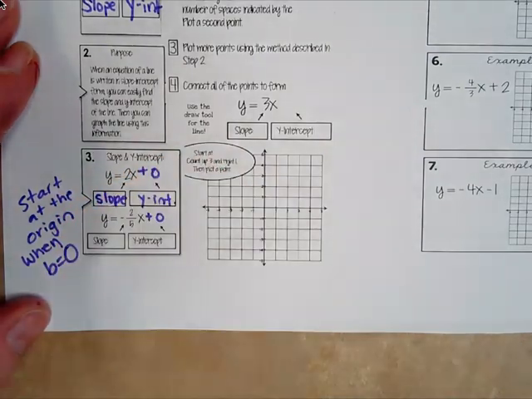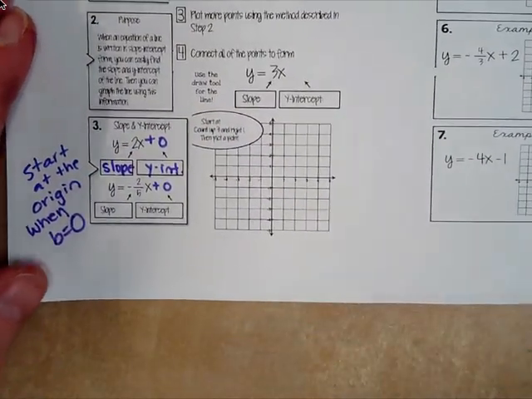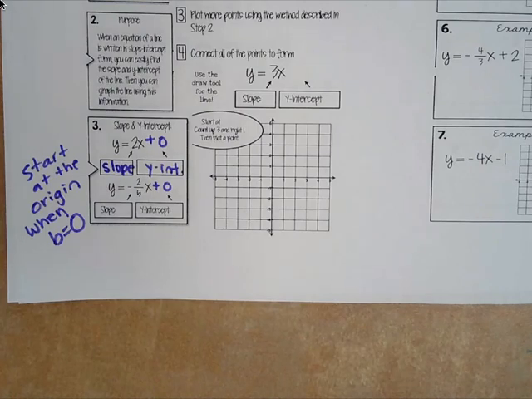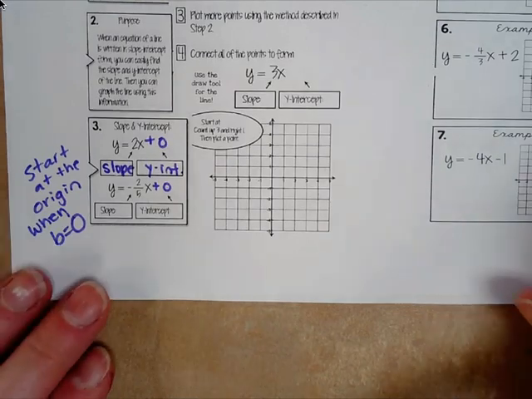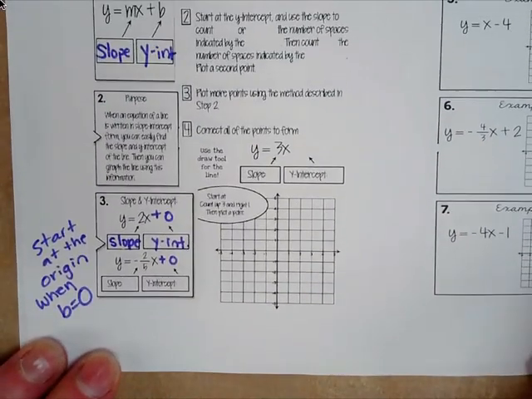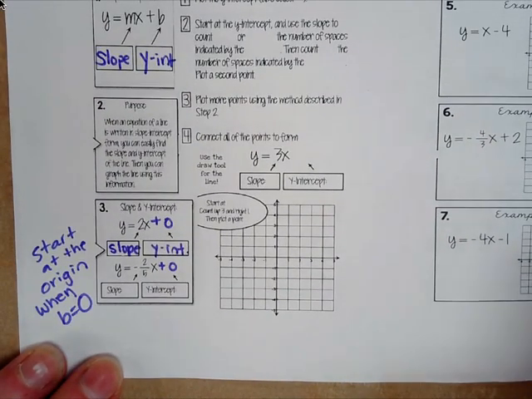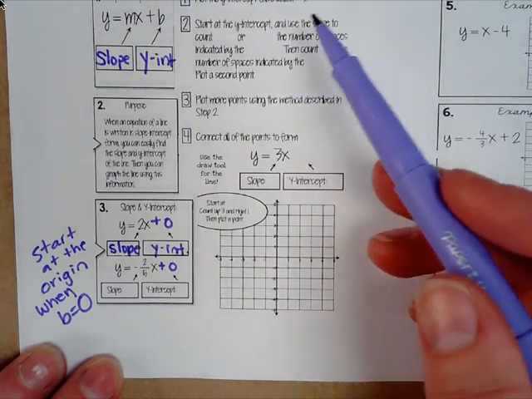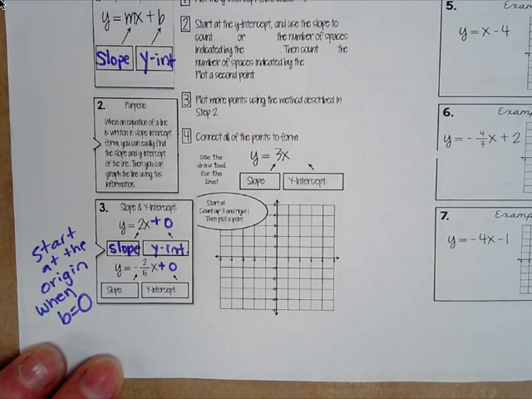So I'm writing this out to the side. I want you to write it out to the side too. Start at the origin when b equals 0. So we're going to fill in the blanks. I realize that these are really small, so you're going to do the best you can to put the words in those blanks.